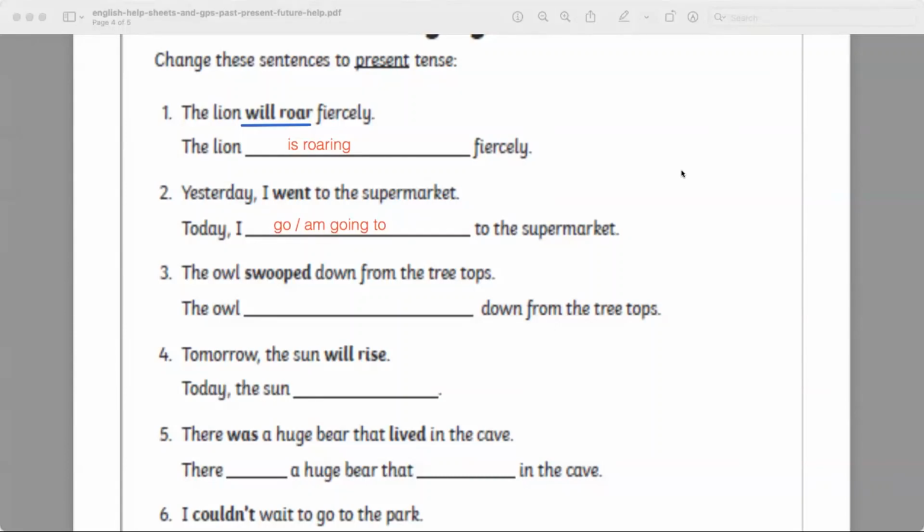And the owl swooped down from the treetops. One that's not answered. Maria EC. The owl is swooping down from the tree tops.